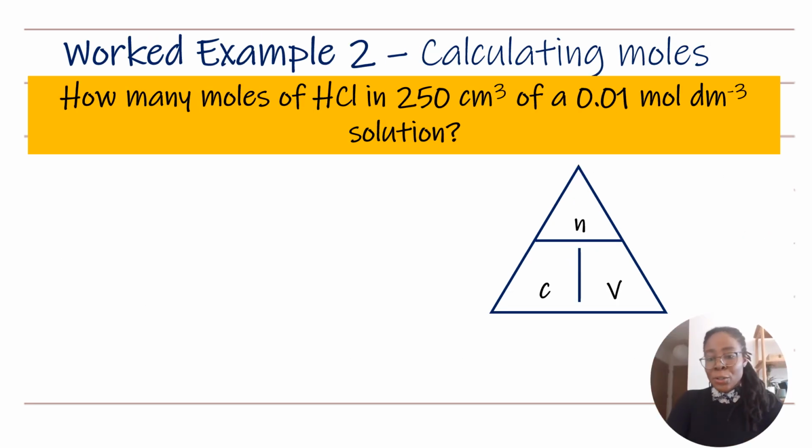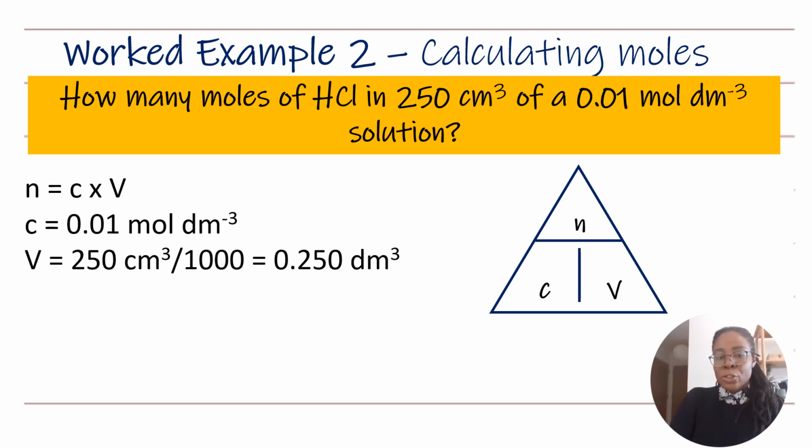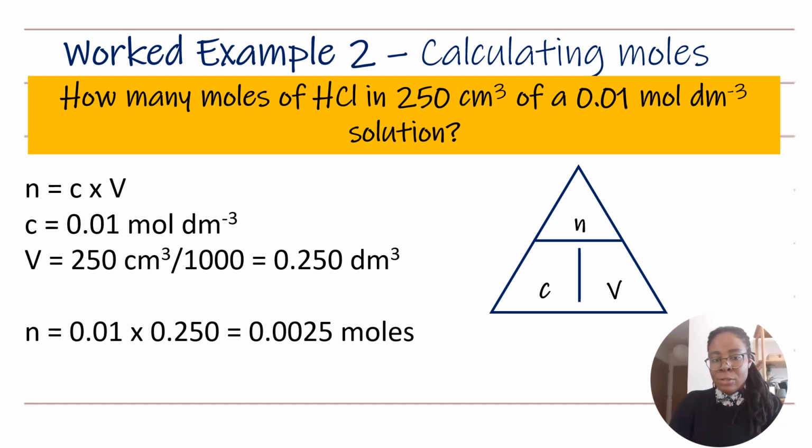Worked example number 2: how many moles of HCl in 250 centimeters cubed of a 0.01 moles per decimeter cubed solution? Here, as we're calculating moles, moles equals concentration times volume. We need to make sure that our volume is in decimeters cubed by dividing our volume by 1,000. And then, nice and straightforward, we end up with an answer of 0.0025 moles, or 2.5 times 10 to the minus 3.